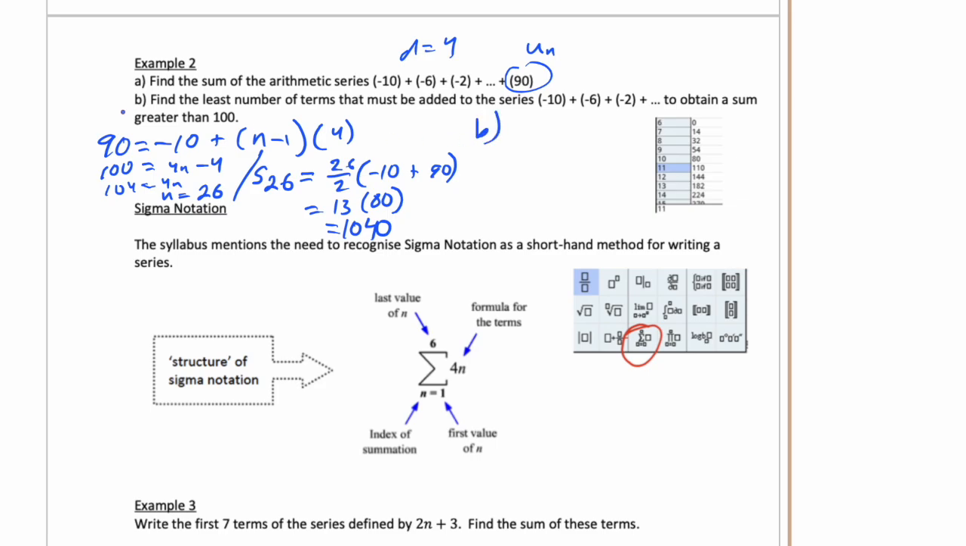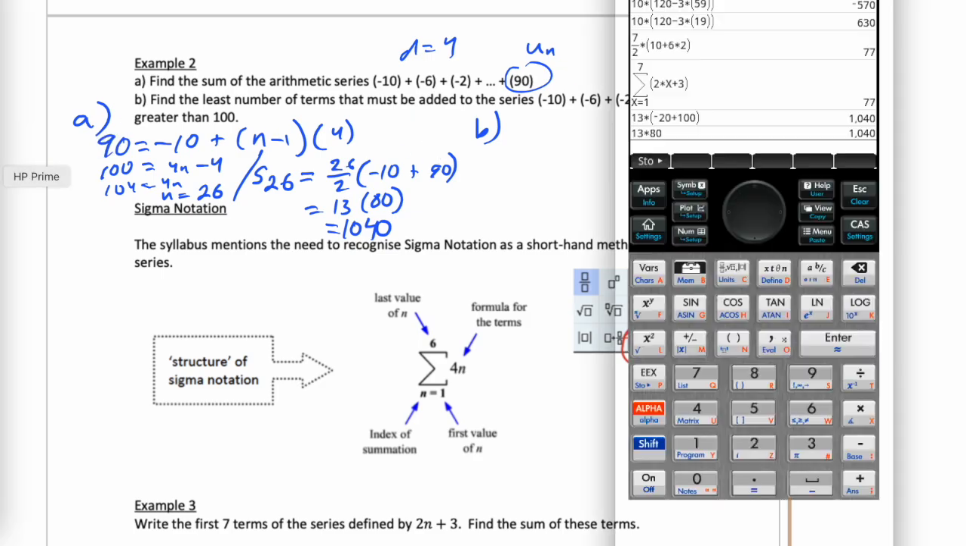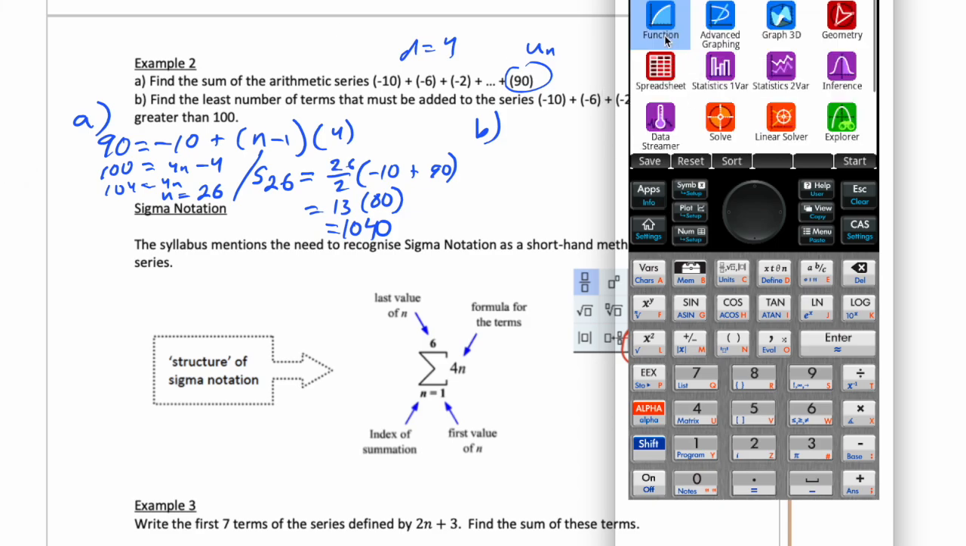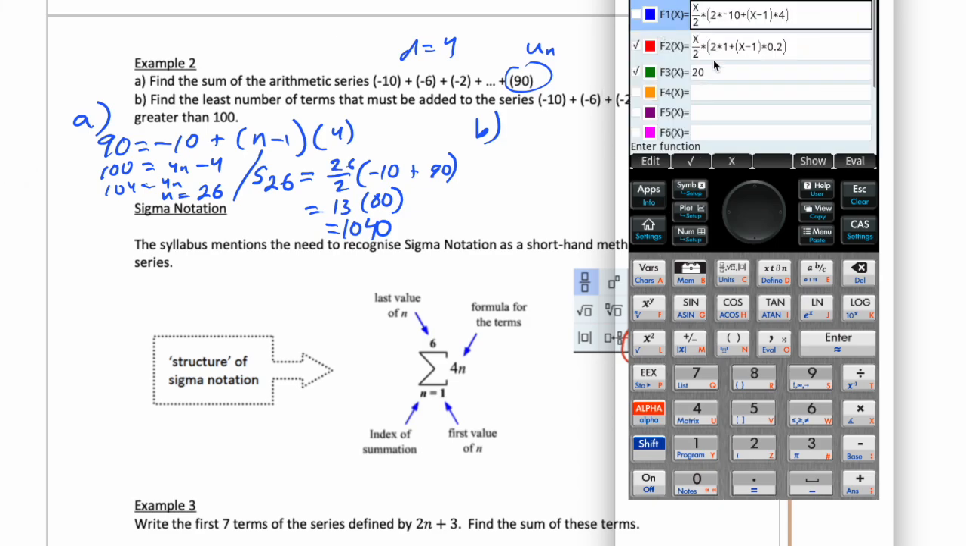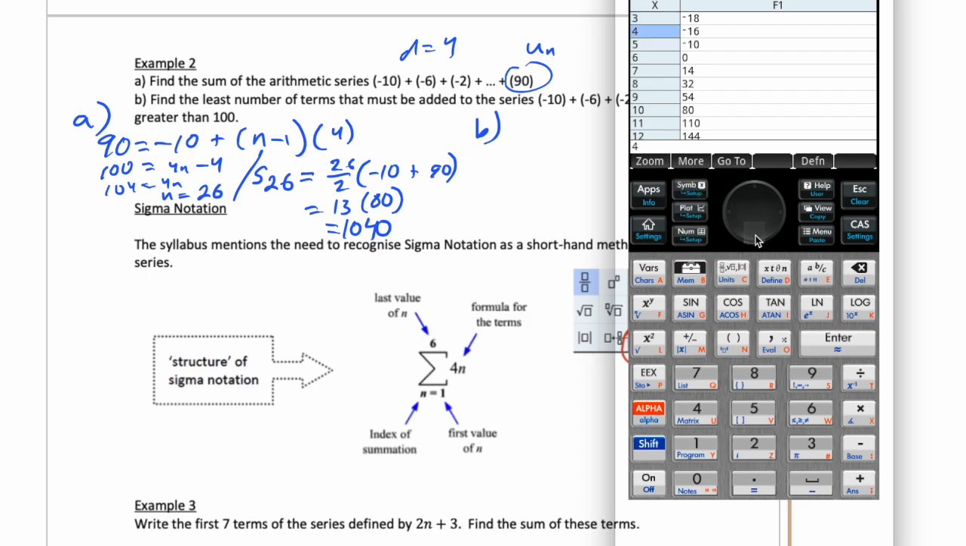Part B. Find the least number of terms that must be added to get a sum of greater than 100. Since we already have that on our calculator... we don't have that on our calculator. Oh, I have it typed in up here. I typed in the formula up here with 2 times the first term, n minus 1 times d. So you have the formula in here. And you can do it in the graph, but since n is a whole number, we can just find it in the table.